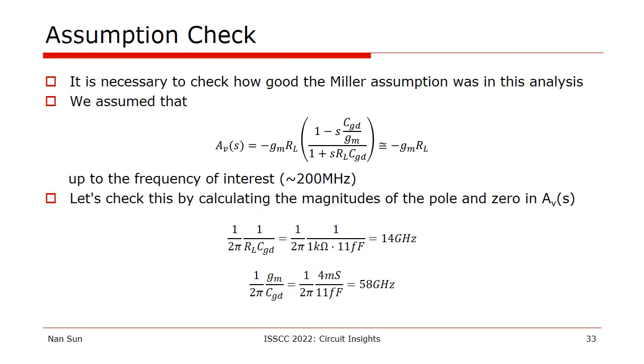So now let's take a look at the assumption, whether the Miller approximation is valid. We assumed that the pole and zero of AV of s occur at very high frequencies. We can actually calculate the pole and zero locations, and we can see that they are at 14 gigahertz and 58 gigahertz, which are indeed much higher than the amplifier bandwidth. So our assumption holds true, and that's why our estimated bandwidth of 200 megahertz matches pretty well with the SPICE simulation result.